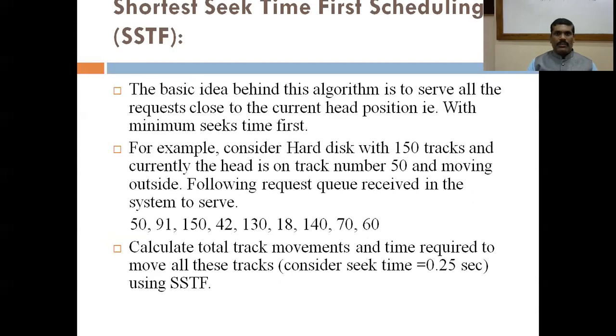Second, that is shortest seek time first scheduling. The basic idea behind the algorithm is to serve all the requests close to the current head position, that is, with minimum seek time first. For example, consider the hard disk with 150 tracks, and currently the head is on the track number 50 and moving outside. The following request queue is received in a system to serve: 50, 91, 150, 42, 130, 18, 140, 70, and 60. Calculate the total track movements and the time required to move all these tracks. Consider seek time is equal to 0.25 seconds.